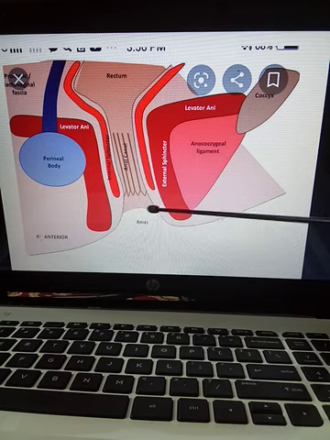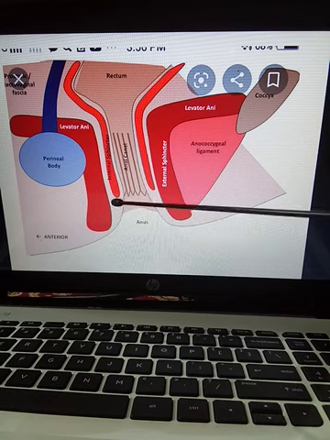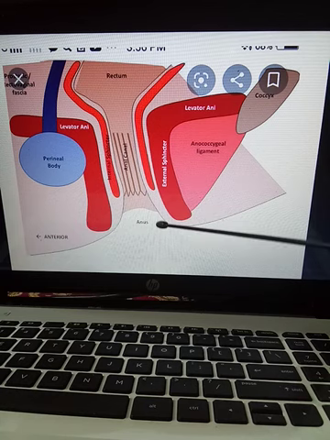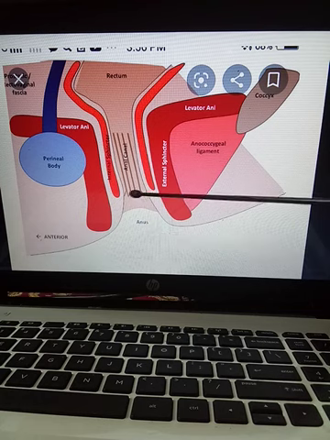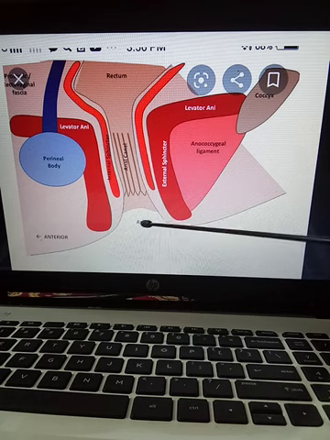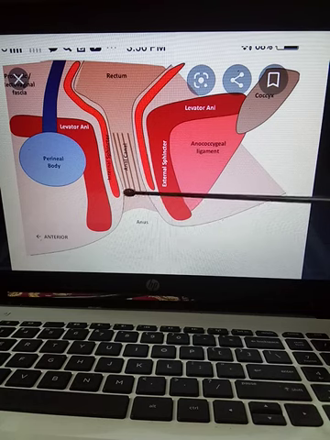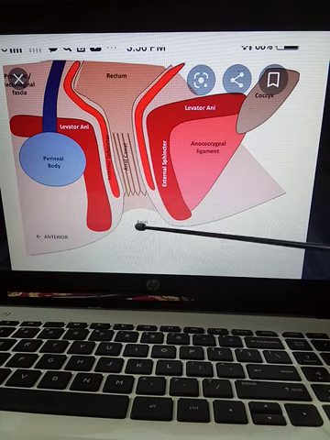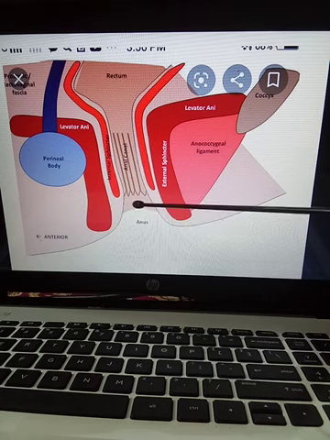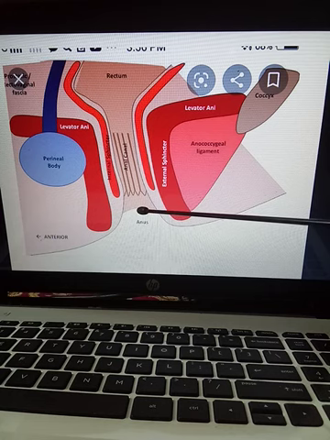The area around this anus is thrown into folds, and this area is pigmented also, having various apocrine glands.